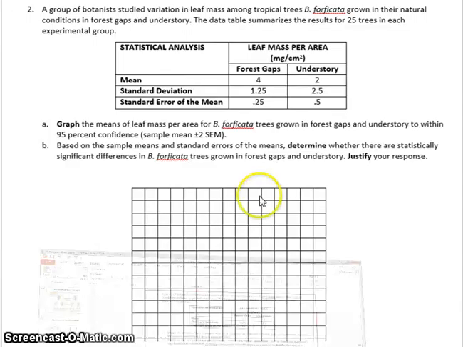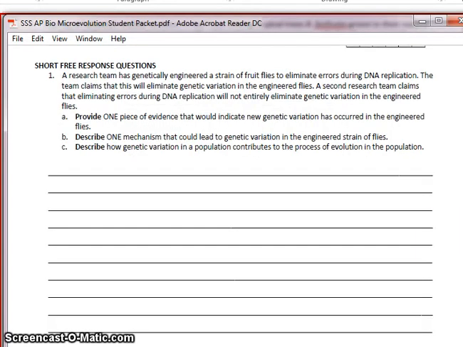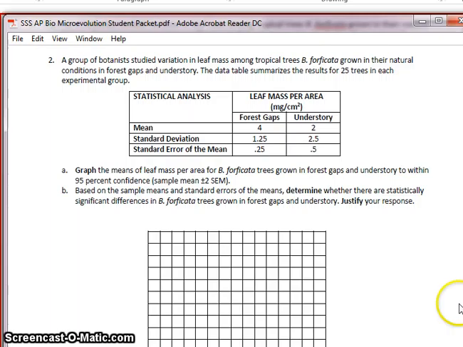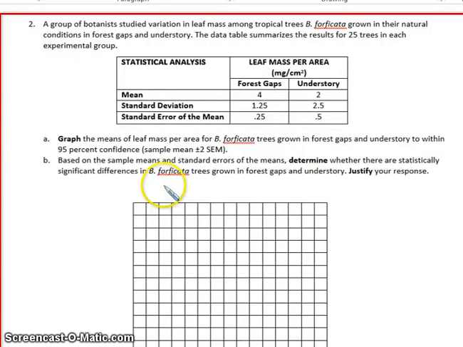And let's just let it summarize. Actually, let's go to what you're looking at for question number 2, which looks something more like this. All right, a group of botanists studied a variation in leaf mass among tropical trees grown in their natural conditions. The data table summarizes the results for 25 trees in each of the experimental groups. This one says what to do down here. We need to graph. And what are we graphing? The means of leaf mass per area grown in the forest gaps, but we can't forget the leaf mass per area in the understory.